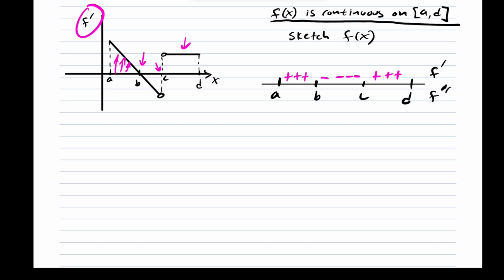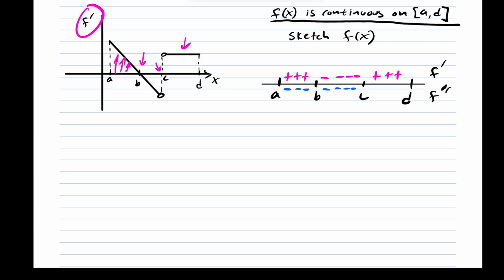Okay, now let's put in f double prime. So from A to B, f prime is decreasing. So that means its derivative, f double prime, would have to be negative. So there it is. Then from B to C, f prime is still decreasing, so its derivative, f double prime, is still negative. Now then from C to D, f prime is constant. It's not really doing anything.